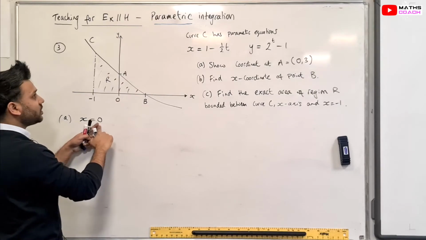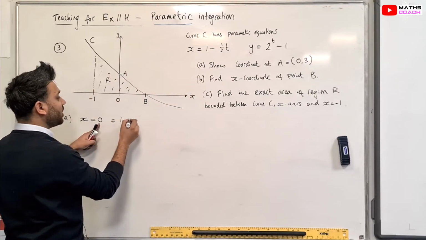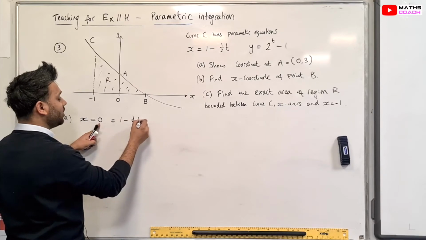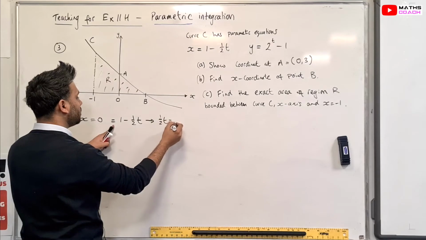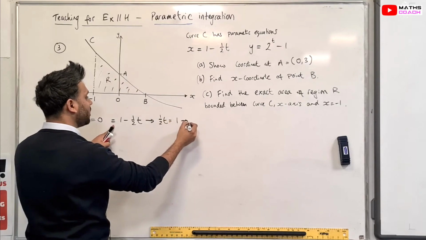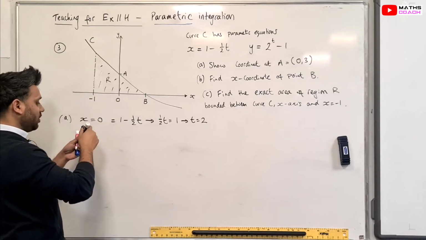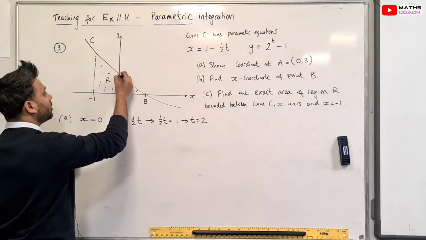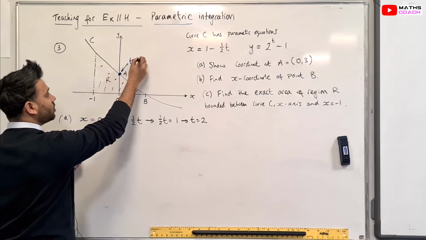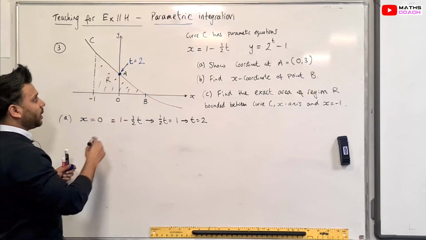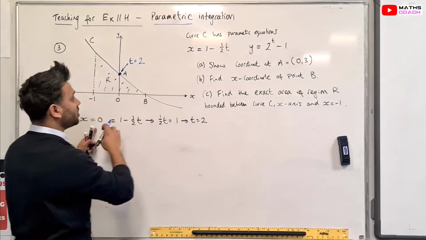So if x equals 0, look at what x is. So 0 is equal to 1 minus a half t. So in other words, a half of t is equal to 1. Well, that gives you t is equal to 2. So at point A, what we know is that the t value here is equal to 2. So when t is 2, that gives you x equals 0.